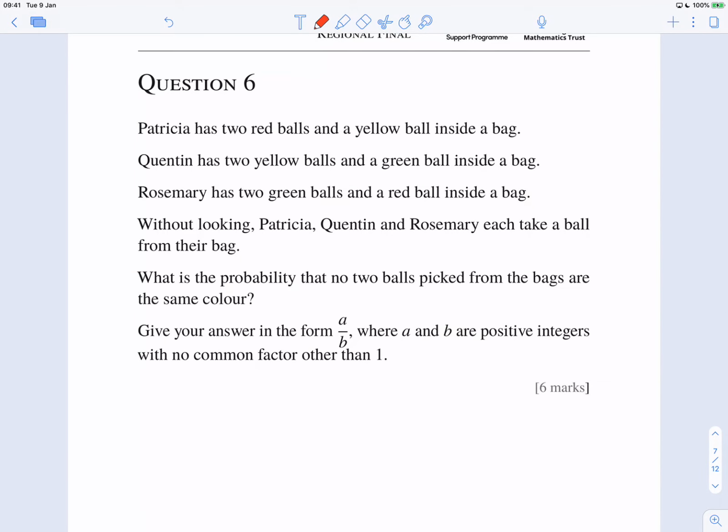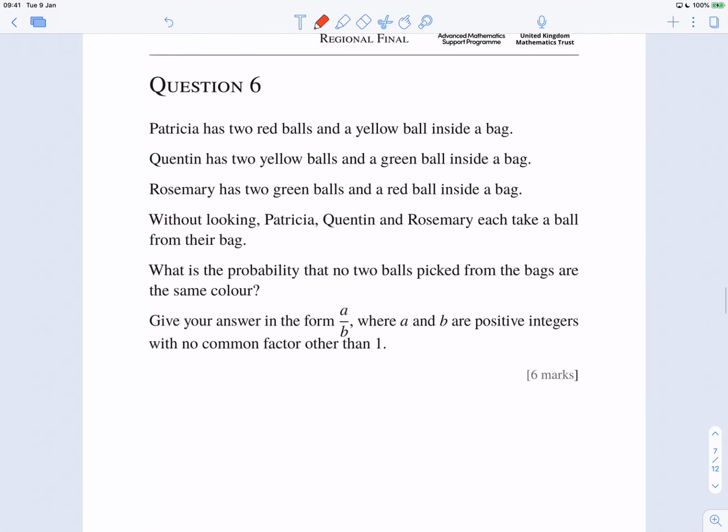Okay, Patricia has 2 red balls and a yellow ball inside a bag. So for P, in terms of red and yellow, she's got 2 reds for every 1 yellow. Quentin has 2 yellow balls, so now 2 yellows to the 1 green ball, and Rosemary has 2 green balls to 1 red ball. Without looking, Patricia, Quentin, and Rosemary each take a ball from their bag. What is the probability that no 2 balls picked from the bags are the same colour? Give your answer in the form A over B, where A and B are positive integers with no common factor other than 1.